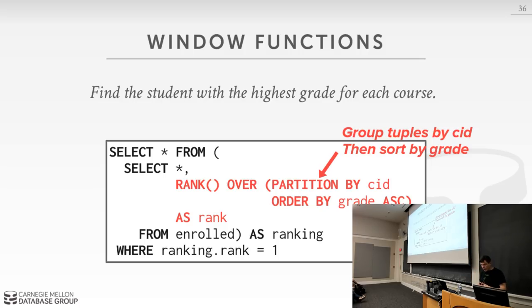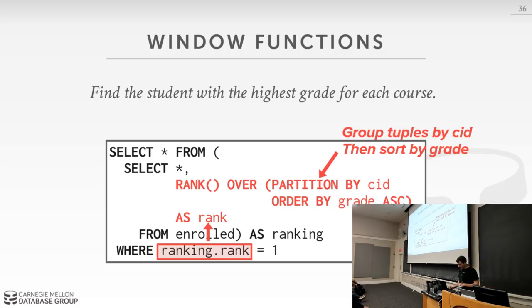And then we take that output, write it out to the ranking table, and then in the outer query, we can do additional filtering based on their rank. So this only produces the tuples that are ranked first. Right? So this is finding the students with the highest grade for each course. The thing to point out here is I'm referencing in my outer query this rank attribute, which doesn't actually exist in the database. Again, it only exists within this query.